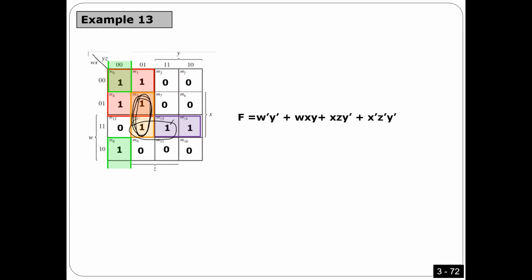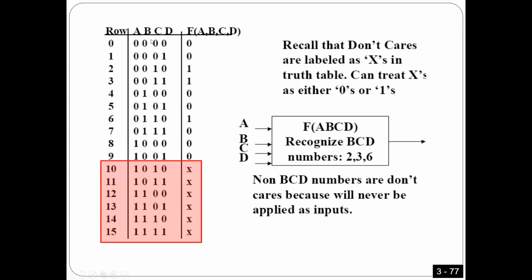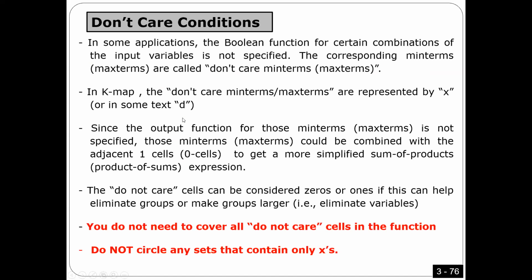Okay. Now I'm going to jump into don't care. And again, nothing is new. If you have don't cares, you have the option to take the don't cares in groups if it can help you. You don't need to cover the don't cares. You need to cover the ones. But if they can help you, I already explained it for 3 variables. It's the same thing for 4 variables.